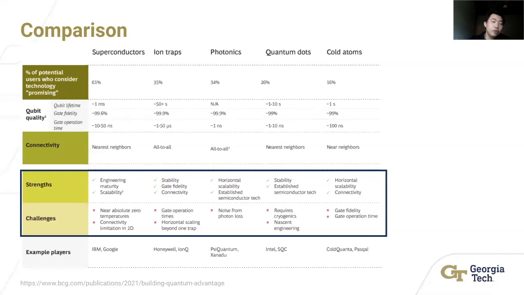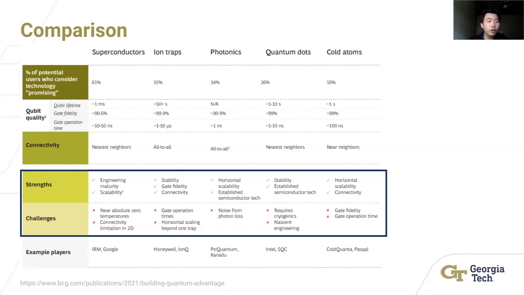And it's also nice that, since the interaction between those ions is a Coulomb interaction, they have all-to-all connectivity, unlike the superconductors. For superconducting qubits, they're usually only connected to adjacent qubits. That's called nearest-neighbor connectivity. The nice thing about it is it has very fast gate operation, but lower gate fidelity.